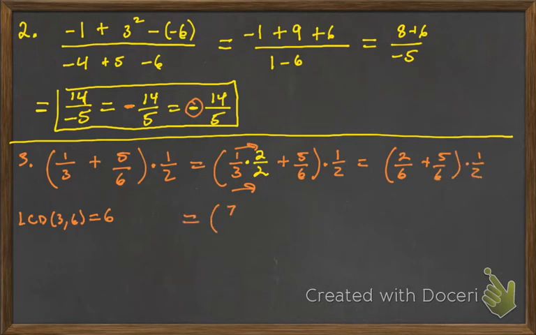Now once we have a common denominator, we can go ahead and add the numerators. So 2 plus 5 is 7, keep the denominator of 6, times 1/2, and then multiply your fractions straight across, straight across. Okay, so 7 times 1 is 7, 6 times 2 is 12. Okay, I think we got one more example of the order of operations here, and then we'll get going on to some exponent review.